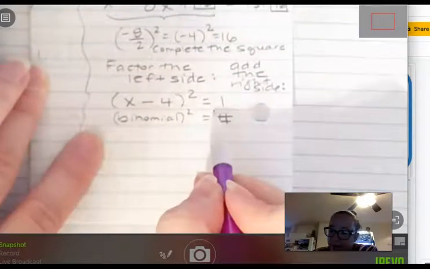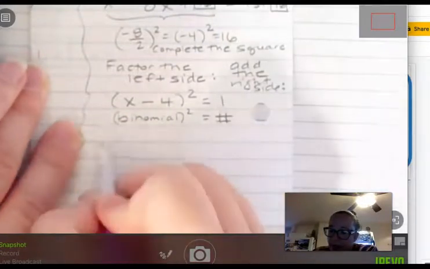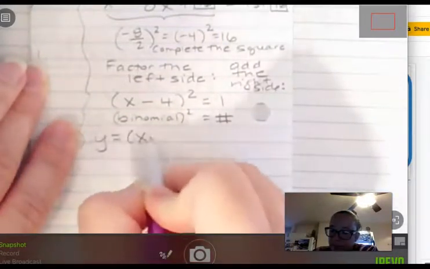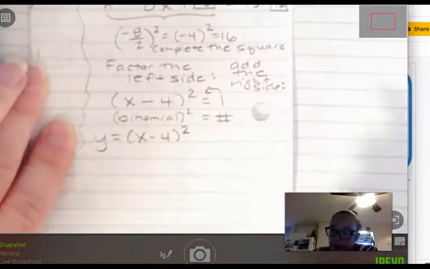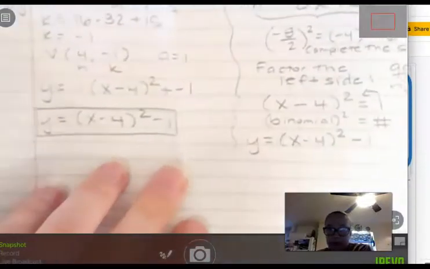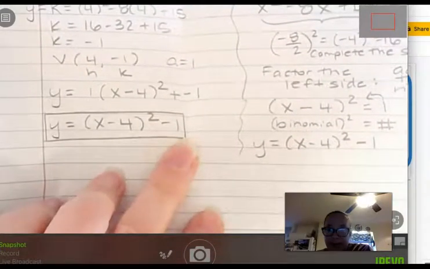So once I have that form, I'm going to introduce the y back and toss that constant back over. So it would be a negative 1. And does that match? It sure does. The other way we did it, we got the same exact thing.